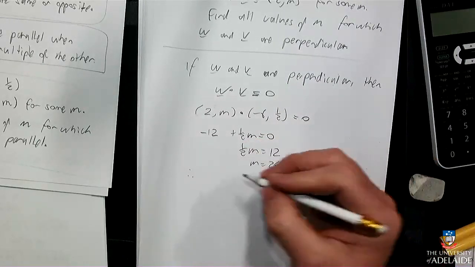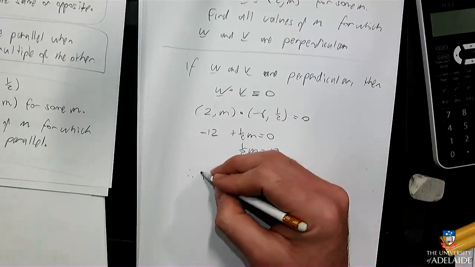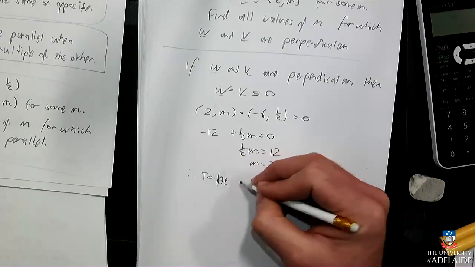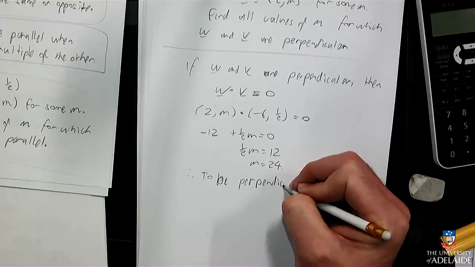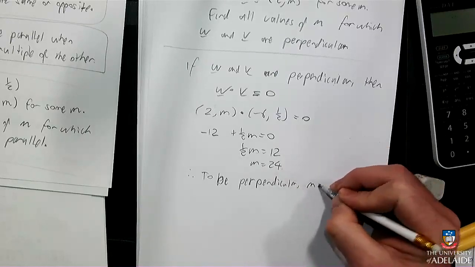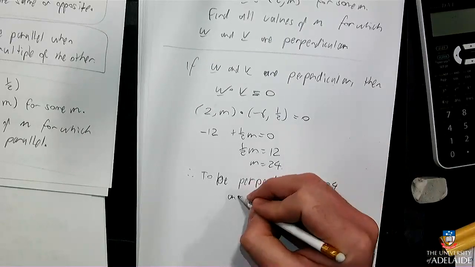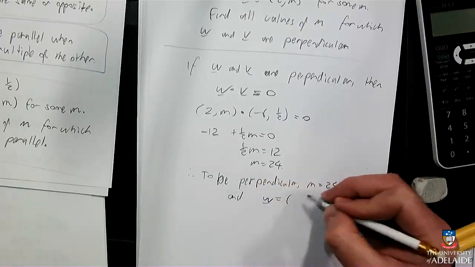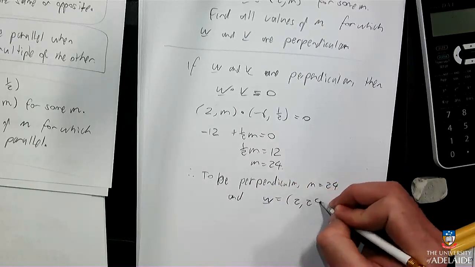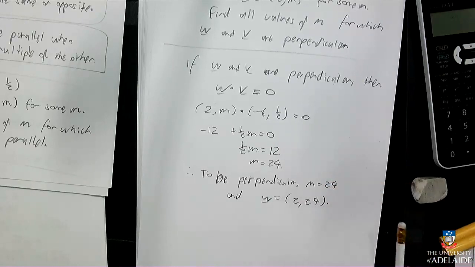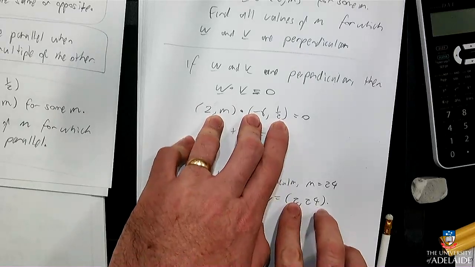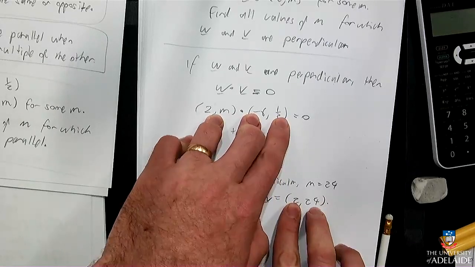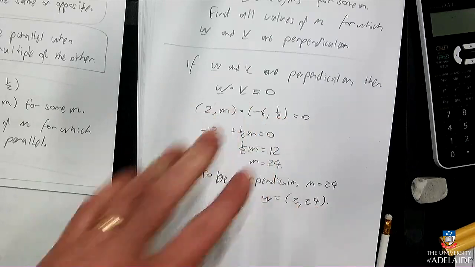So therefore, to be perpendicular, m is 24, and w works out to be (2, 24). Okay, well, let's just check that. (2, 24) dot (-6, 1/2). 2 times minus 6 is minus 12. Half times 24 is 12, and so yes, they do come out to 0.